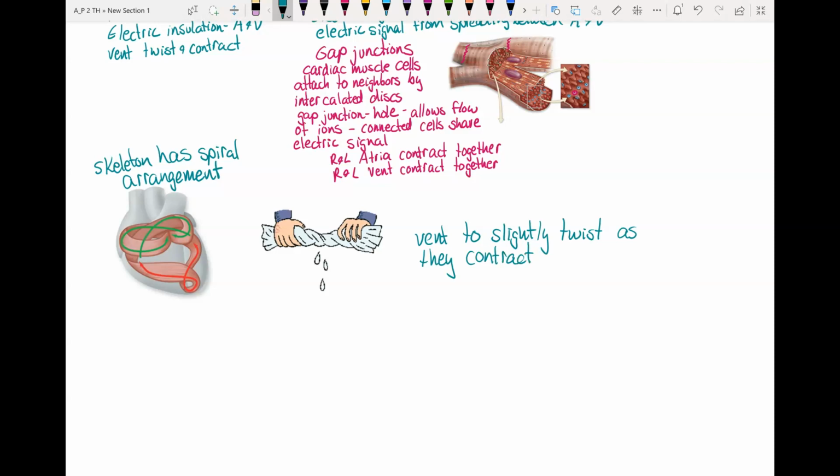This means that they're more efficient at pushing that blood into the arteries. Just like twisting a wet towel makes you more efficient at pushing the water out of it. So this allows them to push more blood into the arteries.